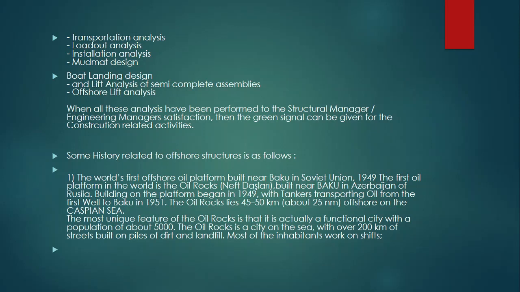Now, getting into some history of offshore structures, I would like to mention three structures which were forerunners of our modern offshore platforms. The first one was in Baku in the Soviet Union, 1949, and that was called Oil Rocks. It is about 45 to 50 kilometers offshore in the Caspian Sea, and it is almost a functional city with more than 5,000 inhabitants working shifts on it. That is quite a prolific figure.